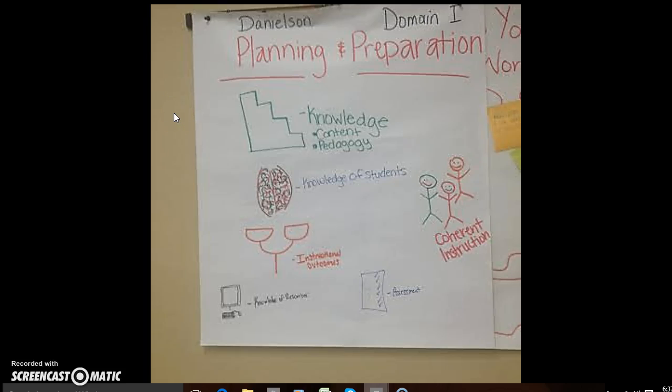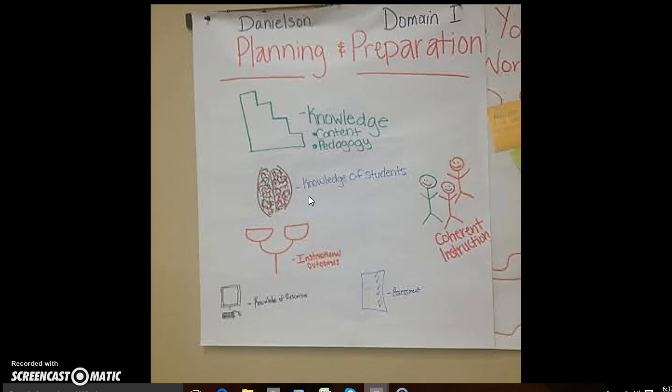This is Domain 1 of the Danielson Model. Domain 1 is planning and preparation. This picture here represents knowledge of content and pedagogy. An effective teacher has knowledge of the content that they are teaching. They have knowledge of their students. They need to know what their students know, what their interests are, if any of them have different needs, that sort of things.